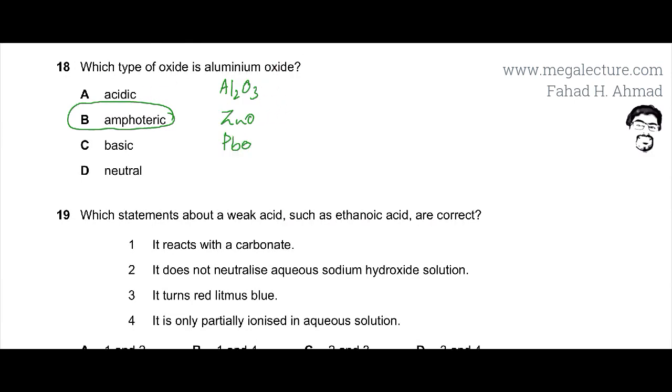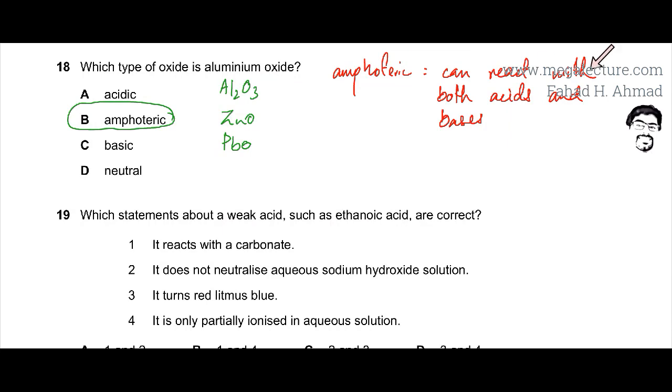What is the meaning of the term amphoteric? Amphoteric means that they're capable of reacting with both acids and bases. So they can react with both. So that is the meaning of the term amphoteric, and with both they're going to produce salt and water.